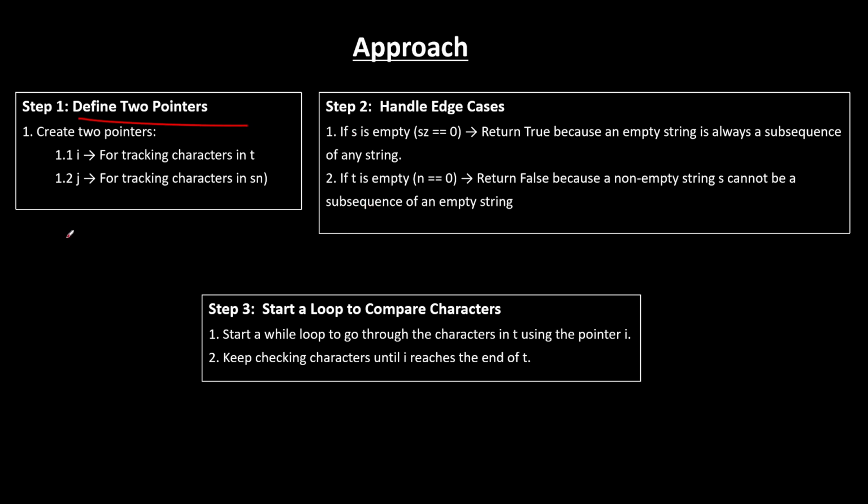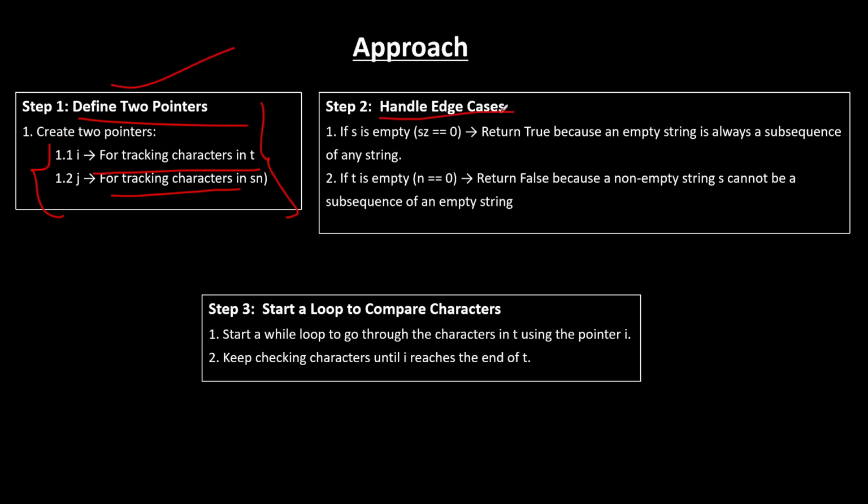Here also we need two pointers, right? One for tracking T and the other for tracking S. And also we have to keep the relative order in mind, right? So having the concept and understanding of two pointers from video number 10, we can follow up here. Okay. First thing, we define two pointers. Fine. Now we have to handle the edge cases here.